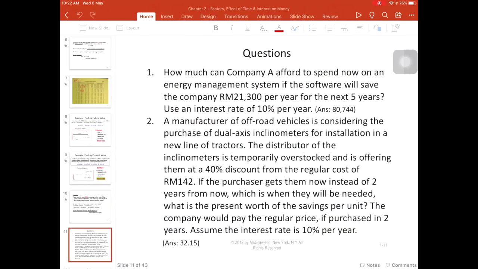If you want to try, let's do this. In this question, number one, you have to find what? How much can company A afford to spend now? What is the keyword? Now. Yes, present. You have to find P. How much can company A afford to spend now? This means you have to find P, it's a present. Energy management system: if the software will save the company 21,300 ringgit per year for the next 5 years, use an interest rate of 10% per year.